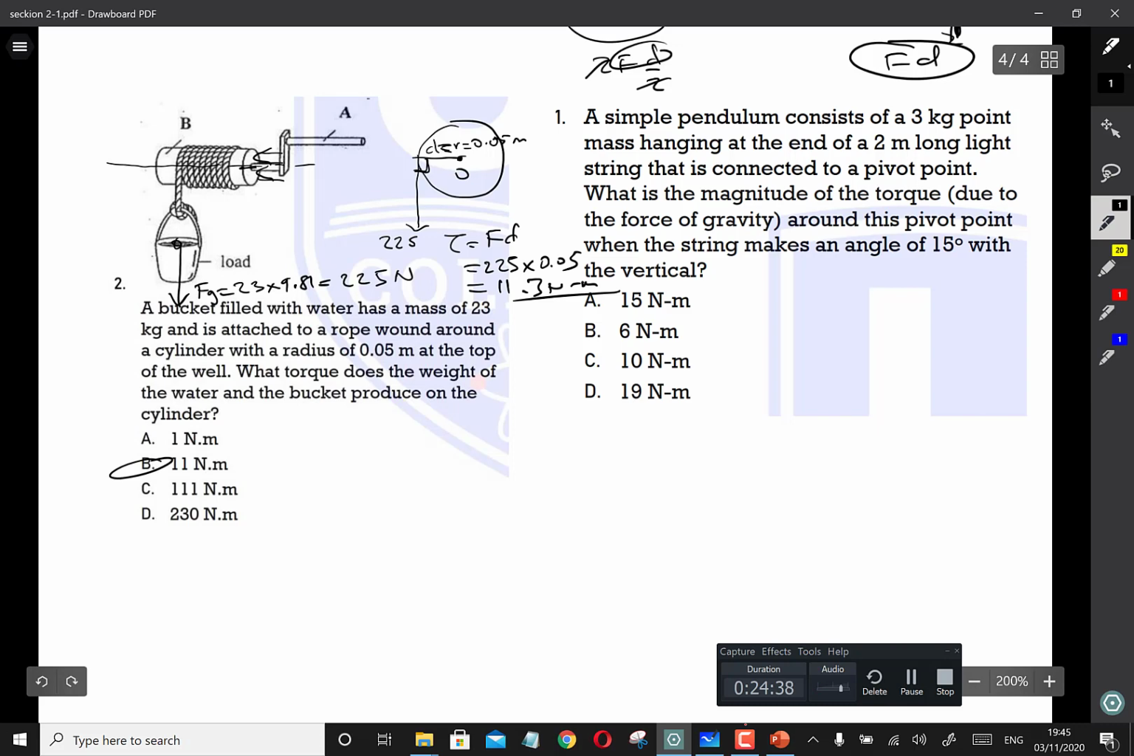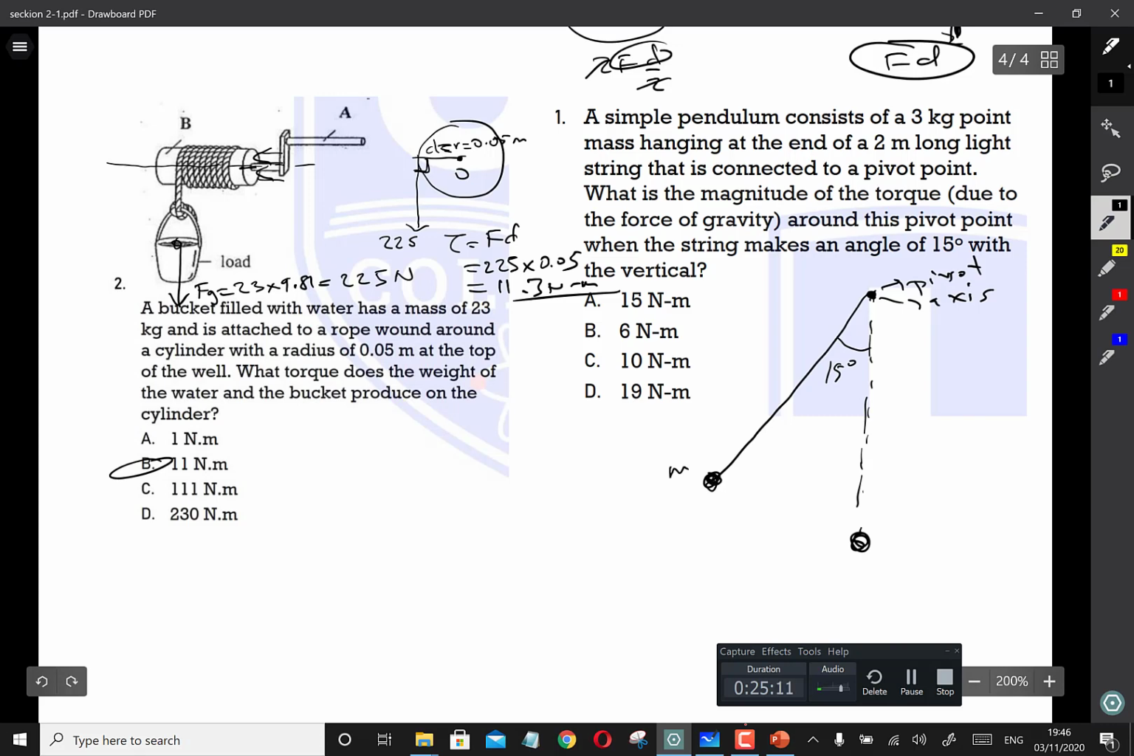Choice B. A simple pendulum consists of a 3 kg point mass hanging at the end of a 2 meter long string that's connected to a pivot point. So there is a string, a pendulum is connected, and this is called the pivot. It's suspended from the pivot. Also, it's the axis of rotation. What is the magnitude of the torque due to the force of gravity around this pivot point when the string makes an angle of 15 degrees? So this string will make an angle of 15 degrees with the vertical line. This is the vertical line.